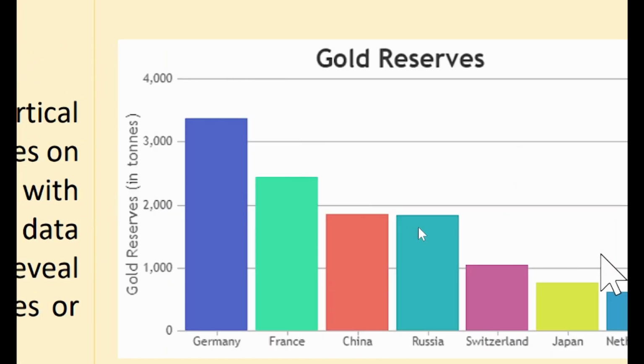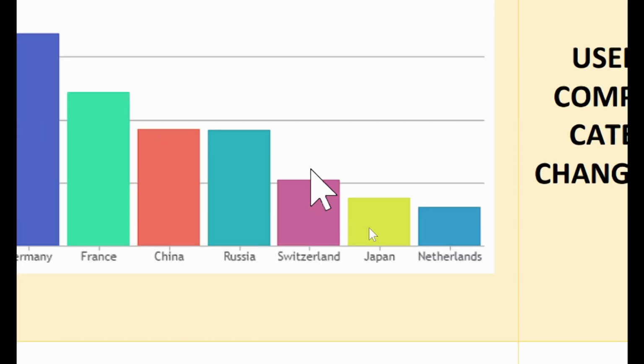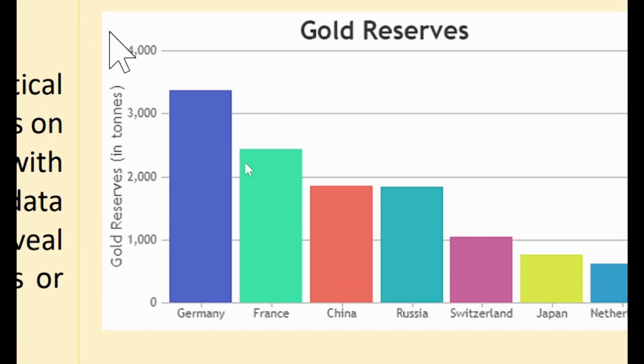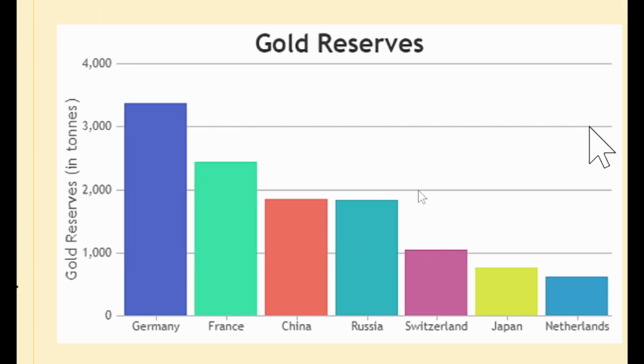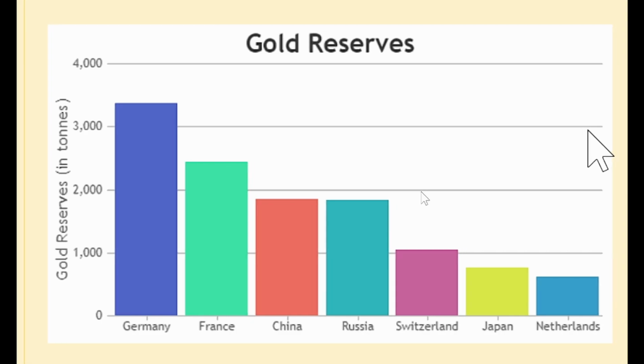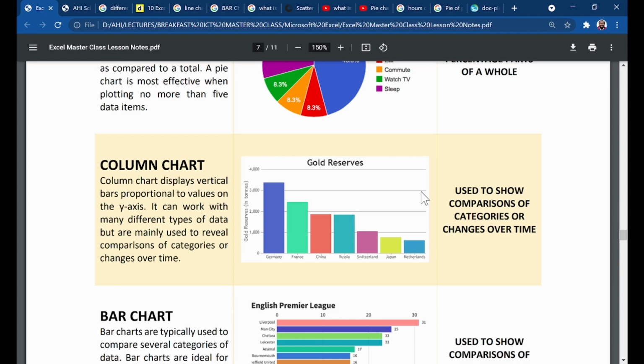For example, from January to December, how a certain product performed. You can use column charts to find it, show it, or display it. When it comes to column charts, we have single bar column charts and we have clustered column charts.